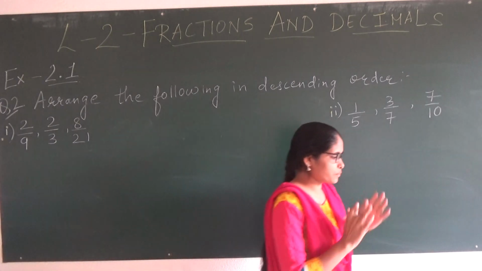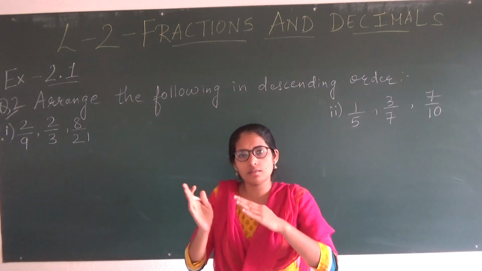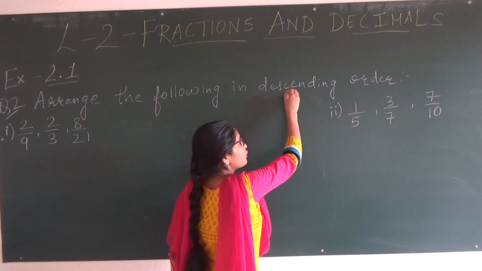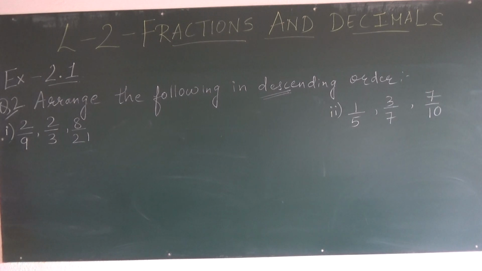Okay, decreasing order. सबसे पहले जो सबसे बड़ा वाला fraction है, the bigger one, then smaller than that, and this way you need to go on arranging. So in decreasing order we need to arrange big to small. Let us start. Our first question is 2 upon 9, 2 upon 3 and 8 upon 21.